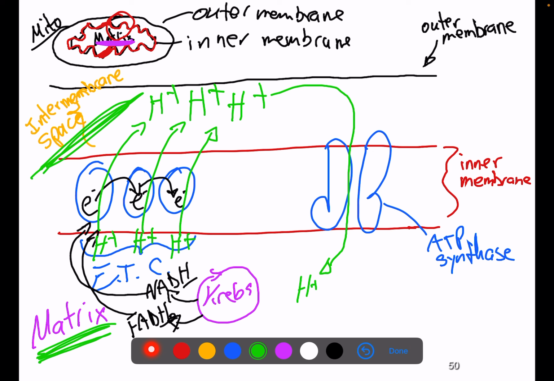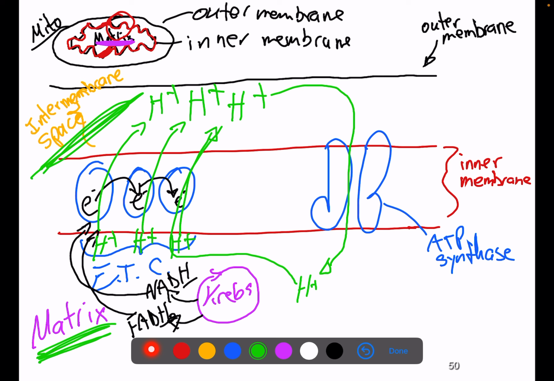As soon as those hydrogens get down into the matrix, guess what happens to them again? Boom, they get thrown back up, they come back down, and they just keep doing that. As long as we keep putting electrons into the electron transport chain, hydrogens keep moving across the inner membrane. They fall back down through the ATP synthase, and they keep going up, back into the intermembrane space.